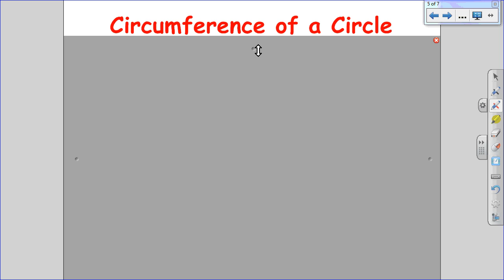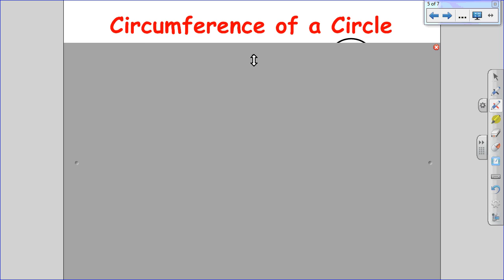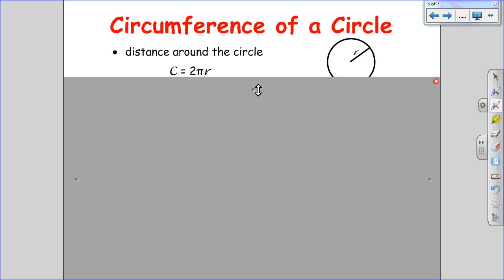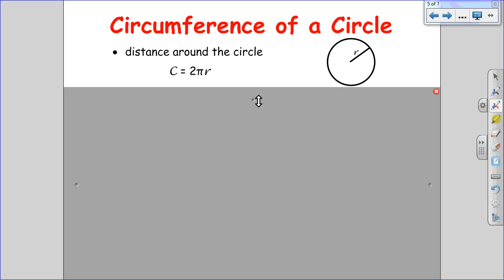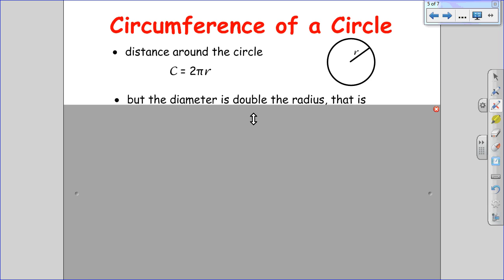If we're looking for the circumference of a circle, however, that formula won't work. We can't add up the side lengths, so we need a different formula. The distance around a circle, or the perimeter of a circle, has a special name called circumference, and the formula is C equals 2 pi r.